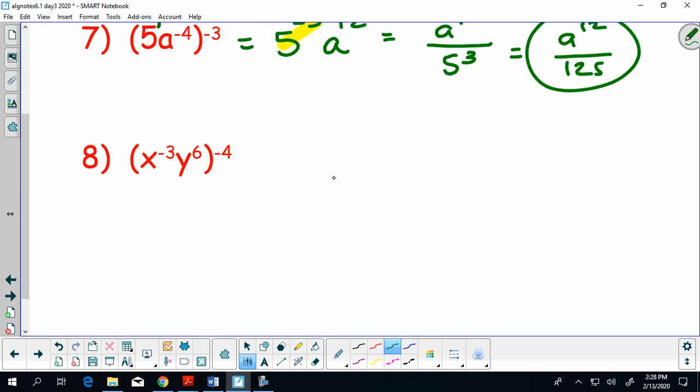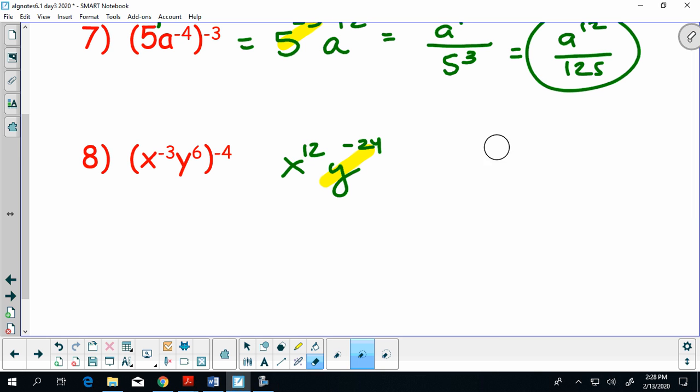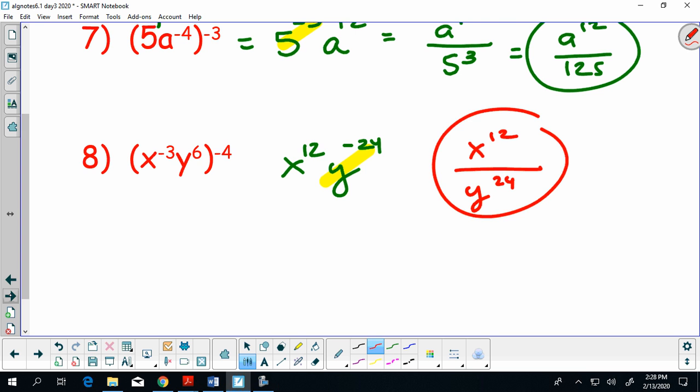Okay, here I'm going to distribute this -4 to both of these by multiplying. I don't need to put a 1 in there because they both have their own exponents. So x to the -3 times -4 is just 12. And y to the 6 times -4 is -24. He's unhappy. He needs to go to the bottom part of the fraction. So that's x to the 12 over y to the 24 as the answer.